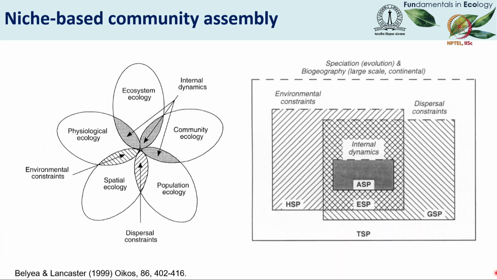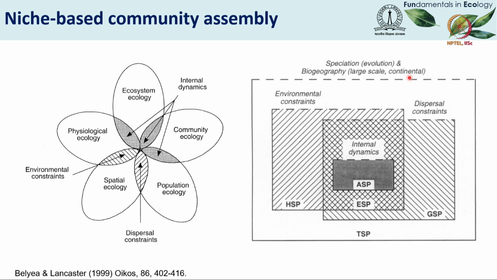So if you look at this figure on the right, the large box shows you the total species pool, or the TSP, at a very, very large scale, right. Say, let's say at the scale of the continent or even the globe. This total species pool is a result of speciation. This is a result of evolution and natural selection. That's how species are formed. So this total species pool comes about from speciation.